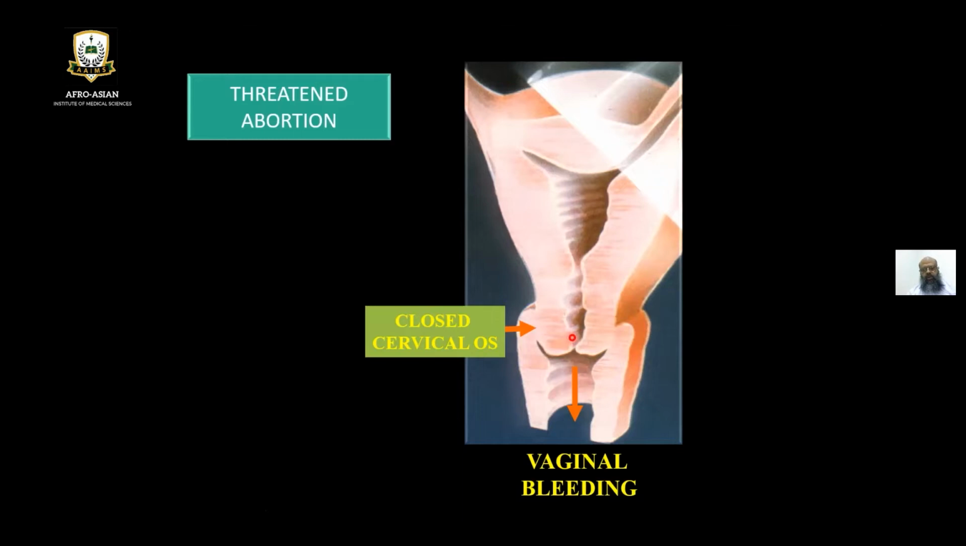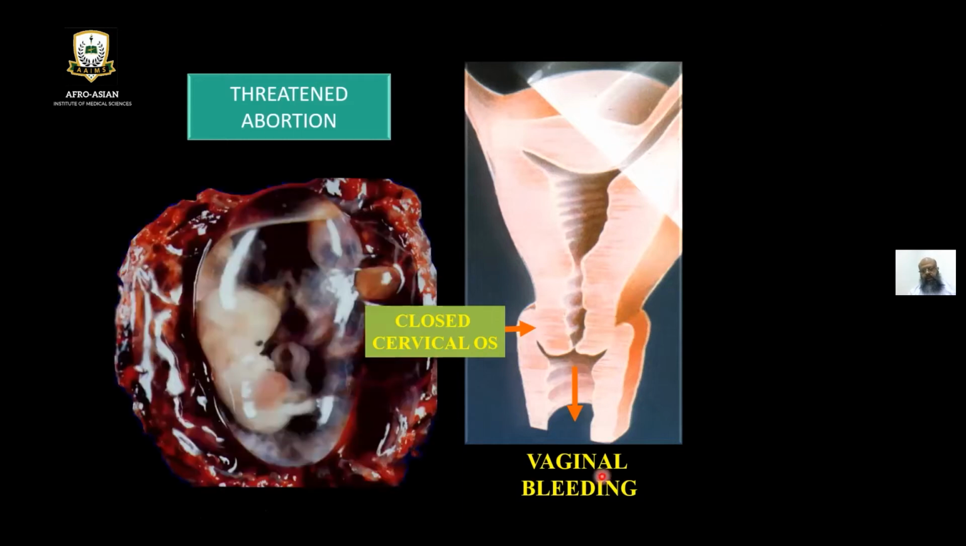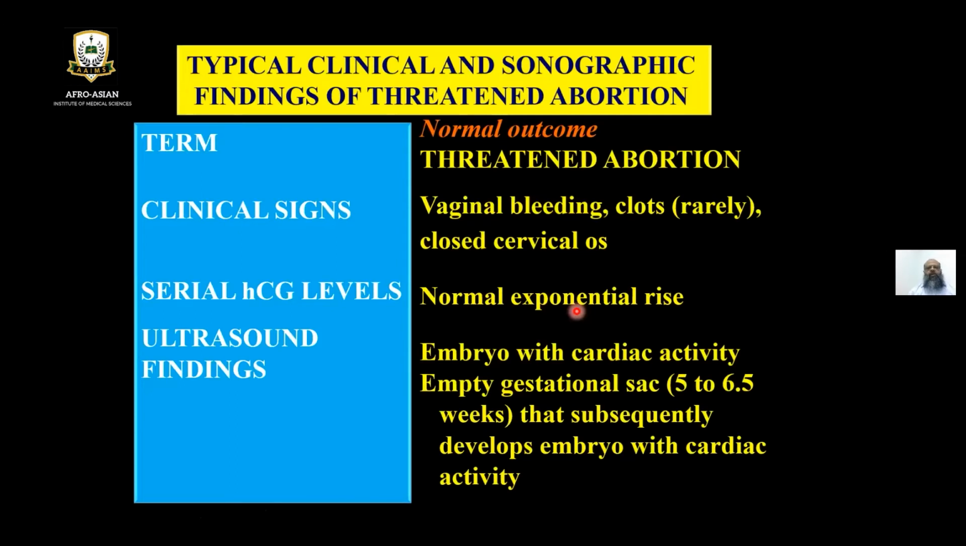cervical os, and we can see the vagina here. This is vaginal orifice, vaginal opening. The external os, then comes the internal os. This is the cervical canal. Typical clinical and sonographic findings of threatened abortion are very important. The term normal outcome is the threatened abortion.